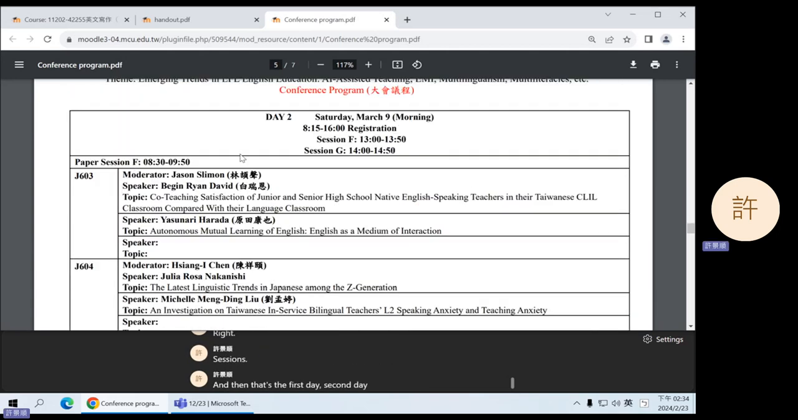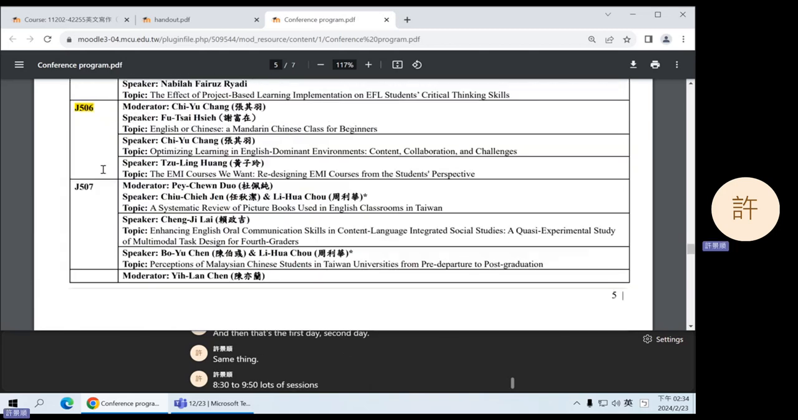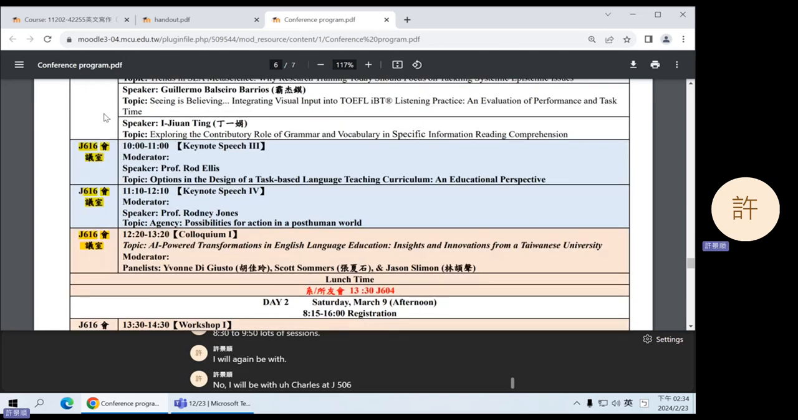Second day, same thing. 8:30 to 9:50, lots of sessions. I will be with Charles at J506. And then 10 to 11, keynote speech. 11:10 to 12:10, another keynote speech.